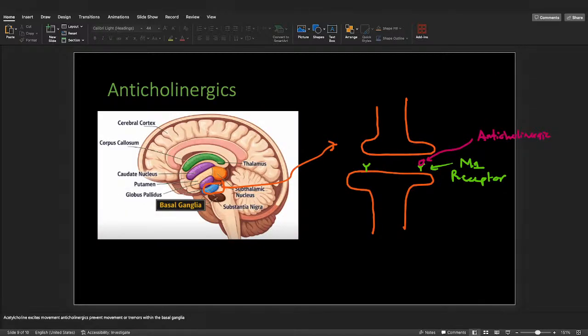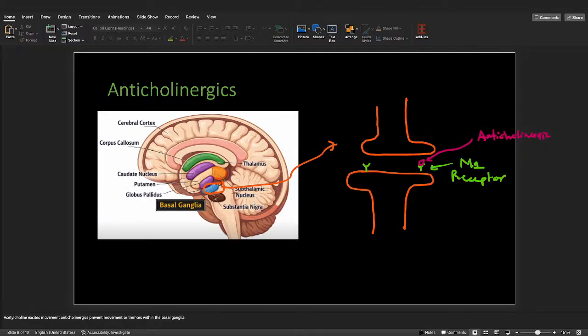And then this last one is the anticholinergic area, which I drew out here, a magnified diagram showing how in the basal ganglia you have the two neurons, and then the anticholinergics will work on the M1 receptor to also assist with movement and prevent the over movement, or the uncontrolled movement and tremors within the basal ganglia. So those kinds of things. And that's pretty much it.